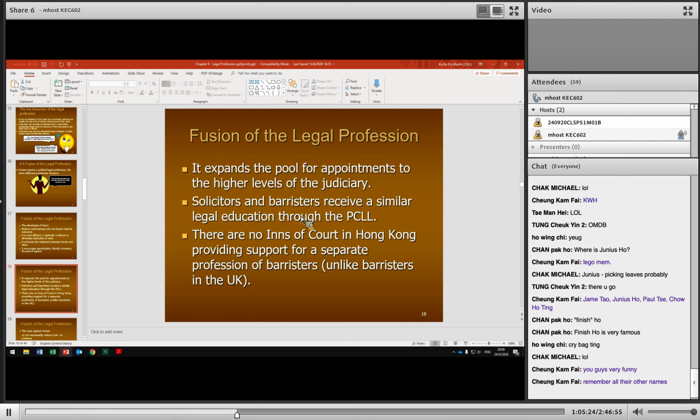So for solicitors and barristers, they receive a similar education through the PCLL. So it means that we should not classify them, we should not divide them into solicitor and barrister. They should have the same rights, the same qualification, and also the same rights of audience. And also, there are no Inns of Court. Many students do not know what is meant by Inns of Court.